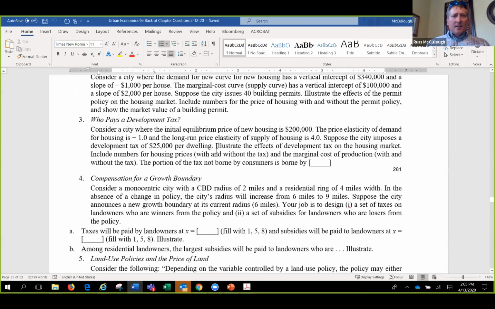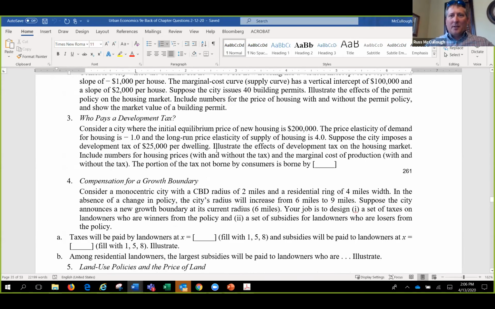So consider a city where the initial equilibrium price of housing is 200,000. The price elasticity of demand for housing is -1. And the long run price elasticity of supply is 4. Suppose the city imposes a development tax of 25,000 per dwelling. Illustrate the effects of the development tax on the housing market. Include numbers for housing prices with and without the tax, and the marginal cost of production with and without the tax, the portion not borne by the consumers.